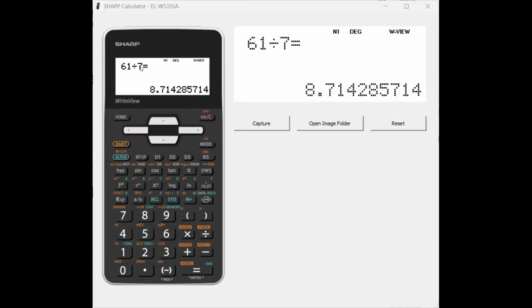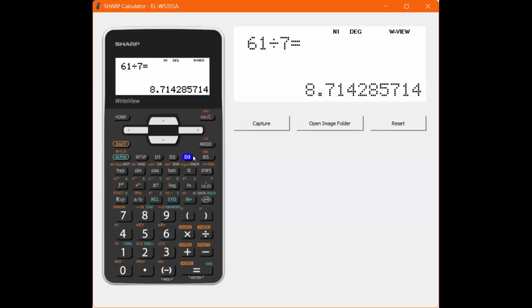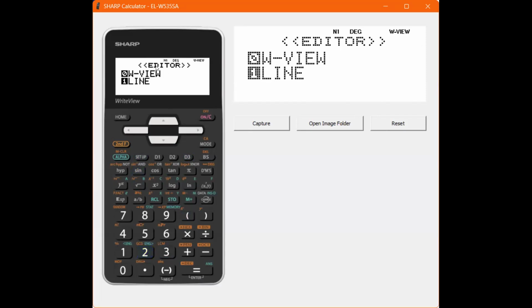All right. From there, we can also change the way that answers are displayed. For example, we often work with decimals in math literacy as opposed to fractions. And so what we would like is for the answer to first be displayed as a decimal, and then if we need it, to change it to a fraction. To do that, we're again going to use setup, and this time we're going to choose 2 for editor, and we're going to choose 0 for right view.